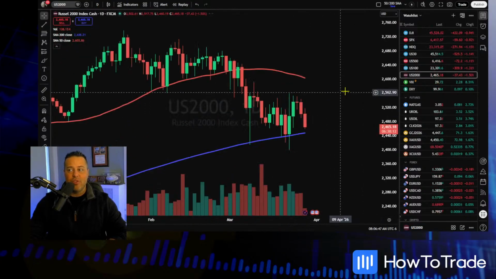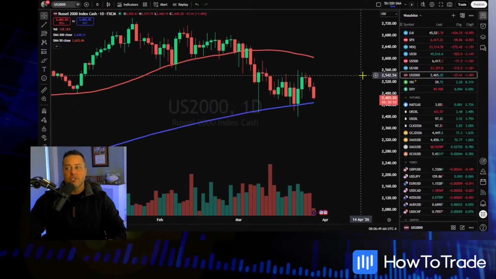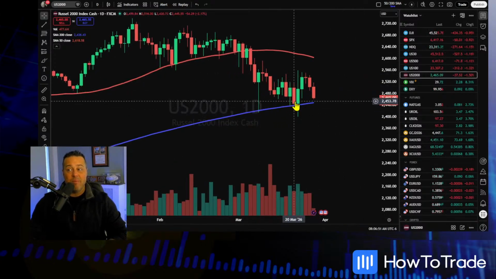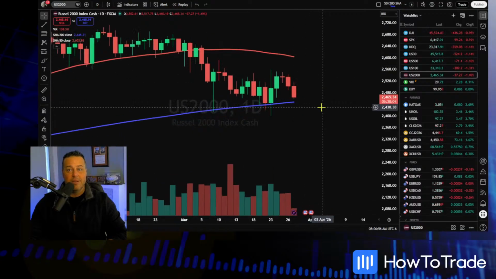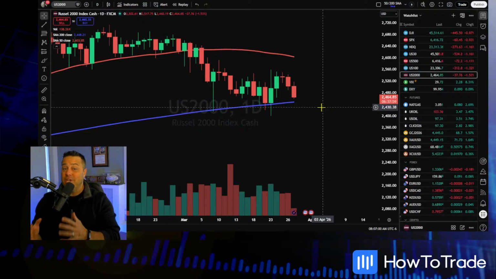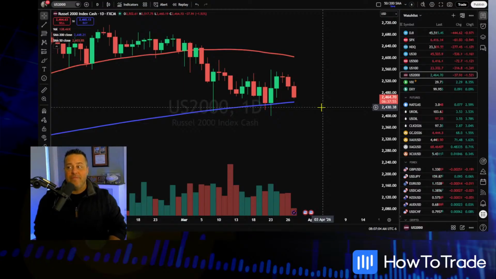Let's go to the US 2000. This is the Russell 2000. Surprisingly, the Russell is holding up a little bit better than the others. It's not beneath that 200 simple moving average yet. That's very surprising. Typically, the Russell, when things go bad, takes it on the chin worse than anybody, and right now it's sort of holding in there. Fascinating time to be in the markets. Absolutely fascinating. No two ways about it.